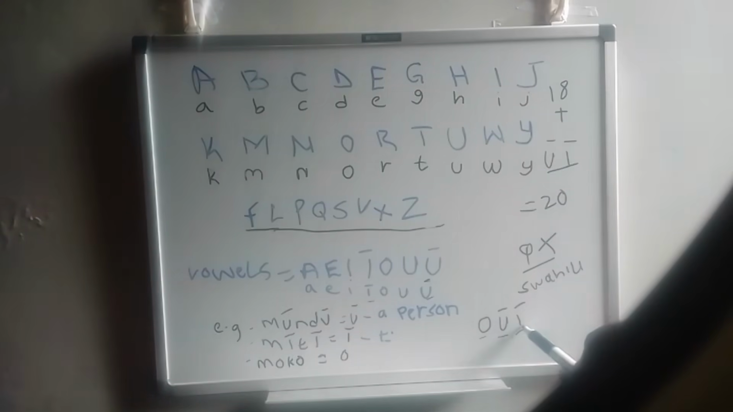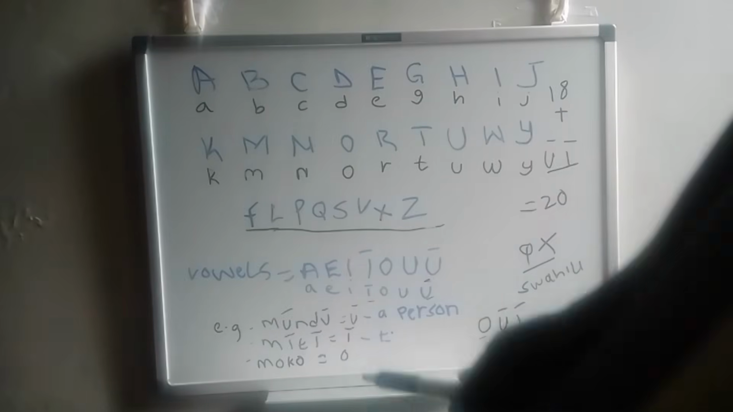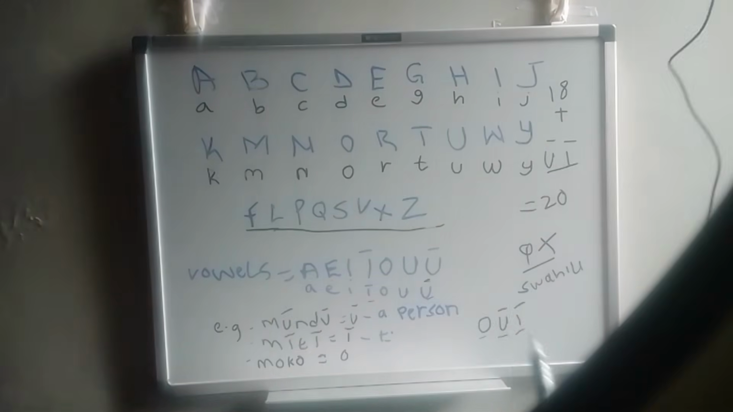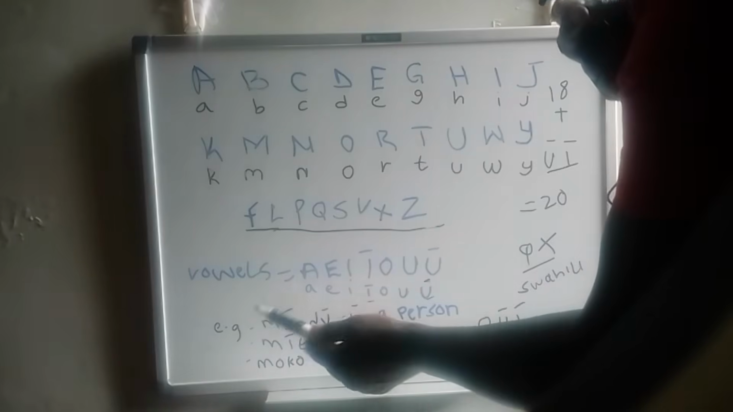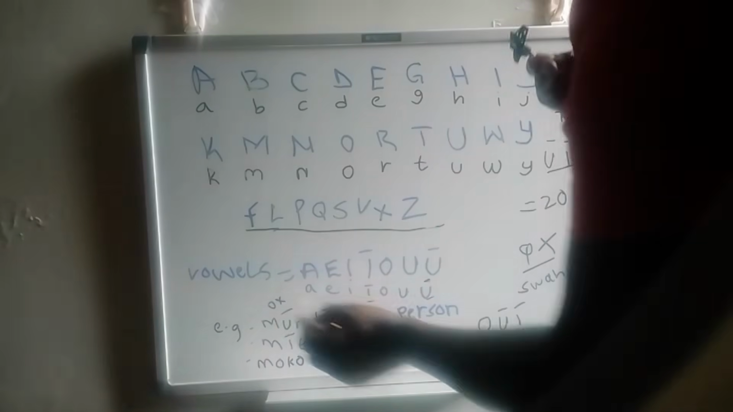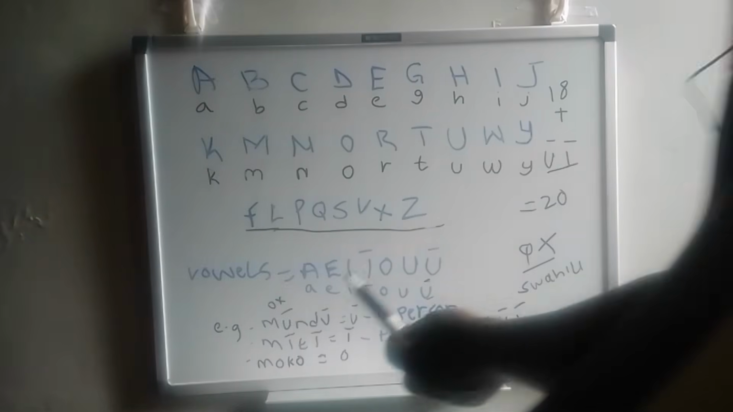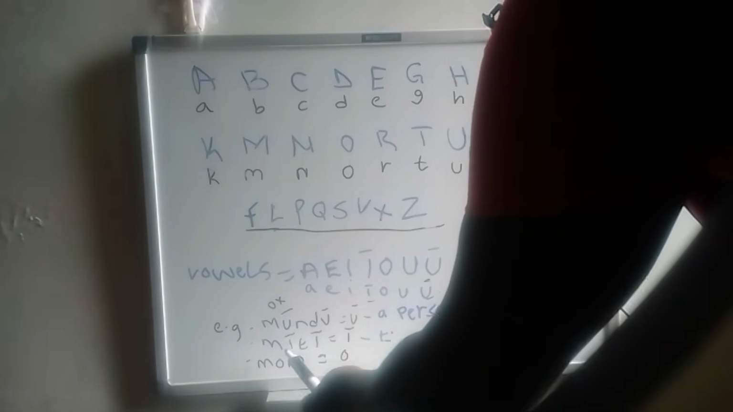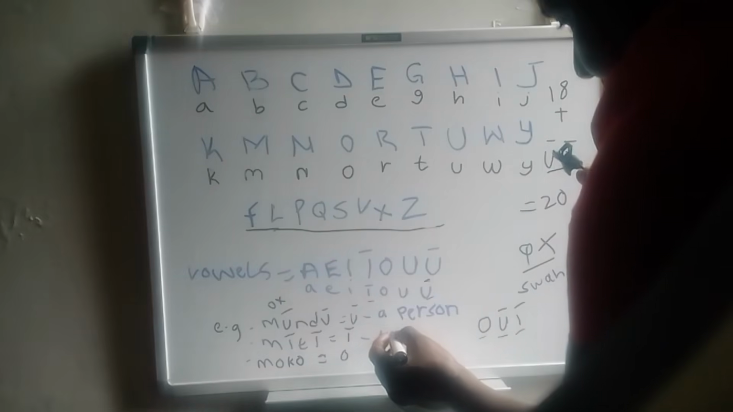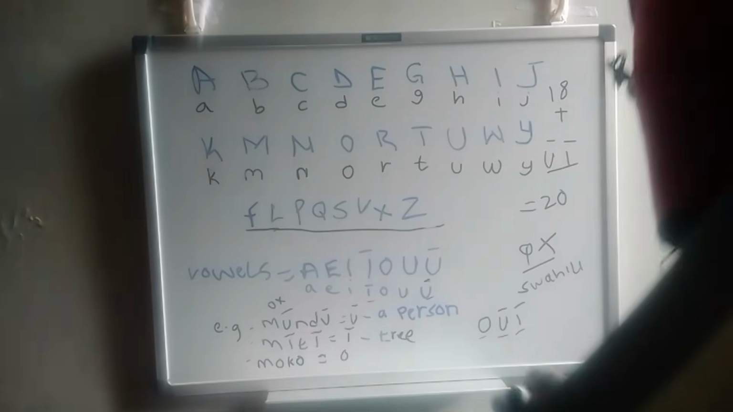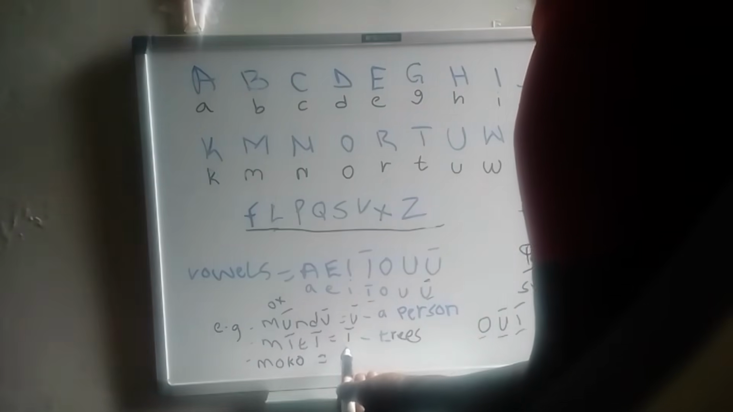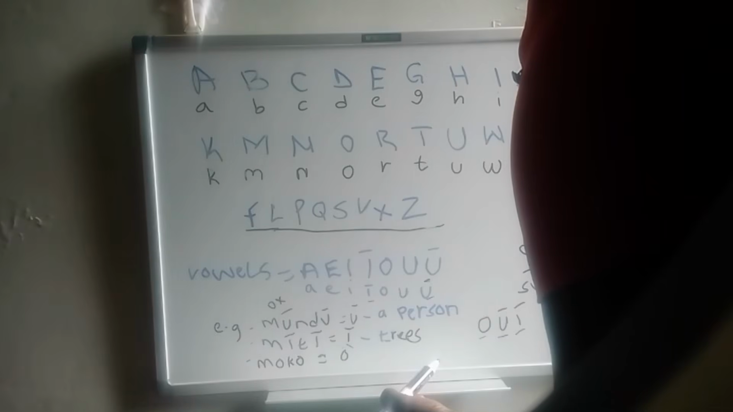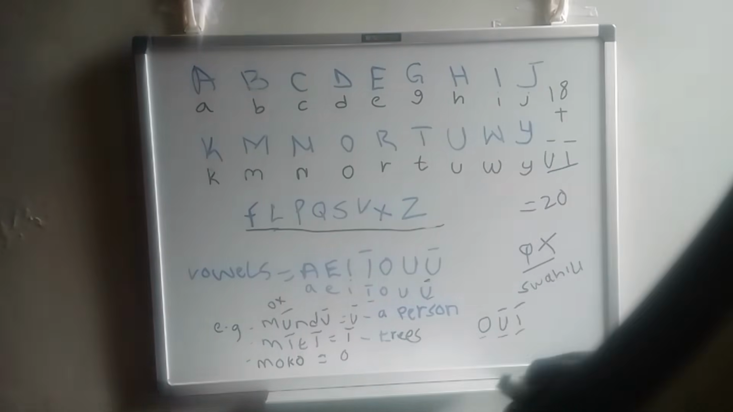For example, in words, modo, that is a person in Kikuyu. So you see, tumetumia the letter O, modo, not the other one. Hatujatumia it. Modo. A, letter A. Mete, those are trees. In Kikuyu, in English, mete is trees. So, tumetumia letter gani? A. Mete.